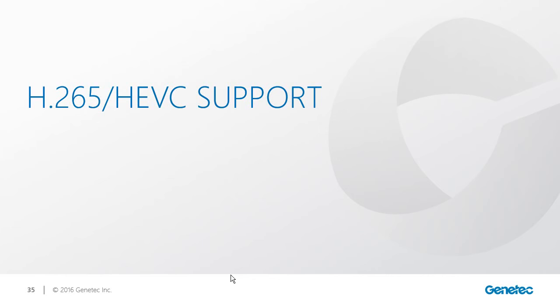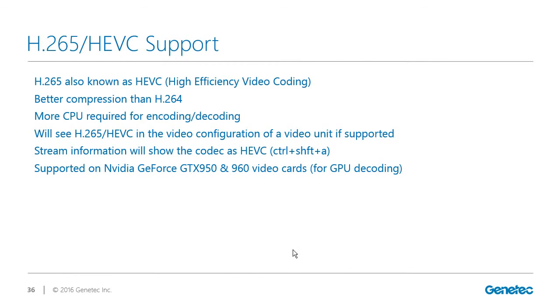Moving on to our new encoding and decoding support. It's H.265, otherwise known as HEVC, which is high efficiency video coding. Basically this is better compression than H.264, but of course we all know with more compression it's going to take a little bit more resources. So we do need more CPU for the encoding and decoding of the video streams. If you're taking a look in the stream information, you're going to see this show up as HEVC as the codec, and that'll only show up if it is supported for that unit.